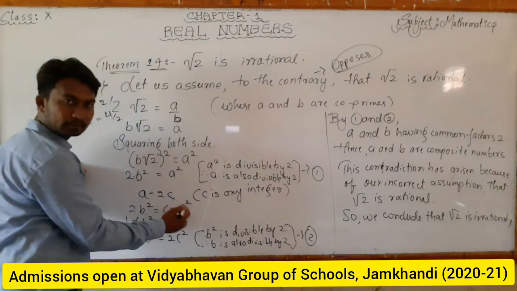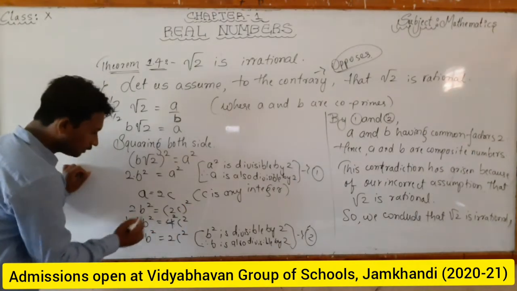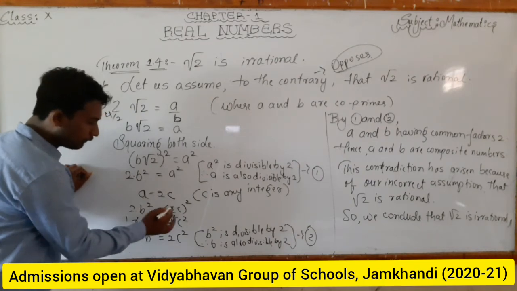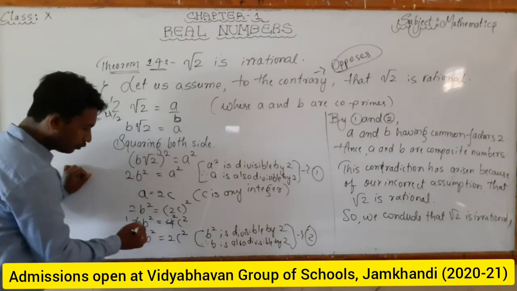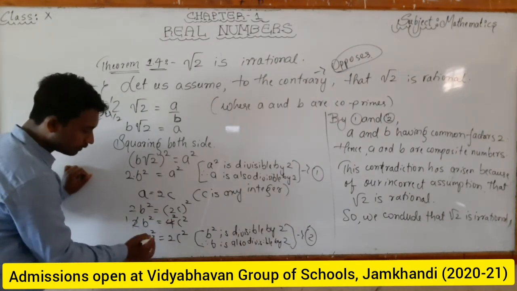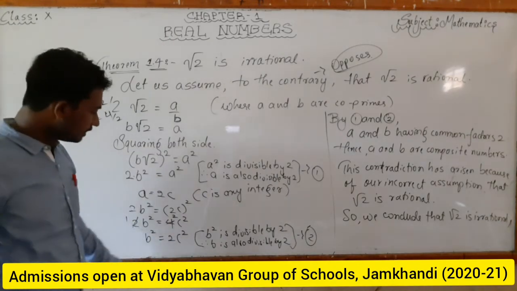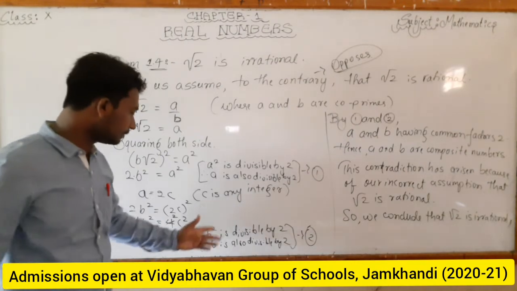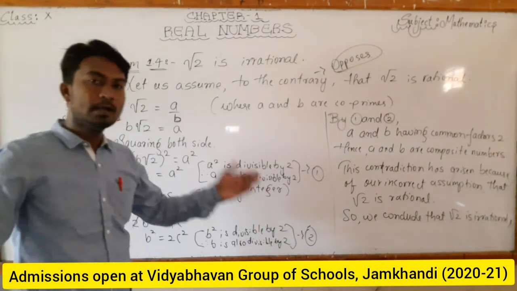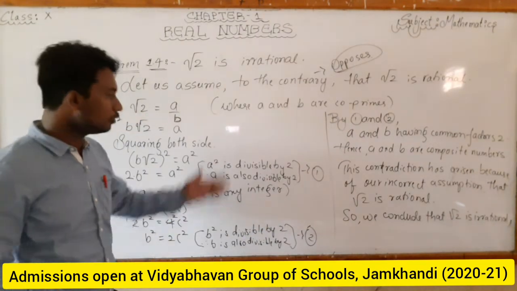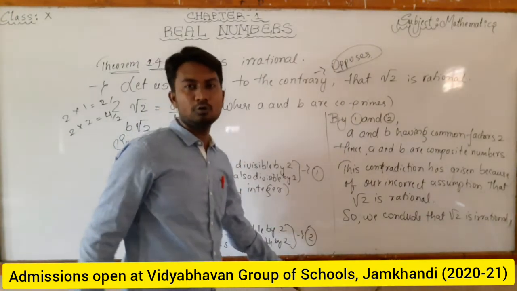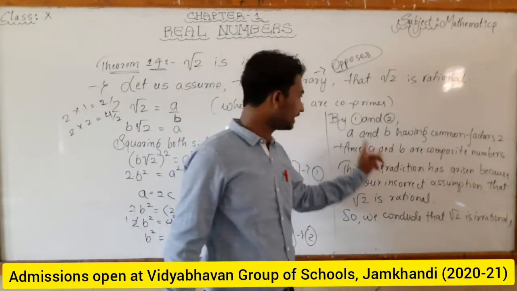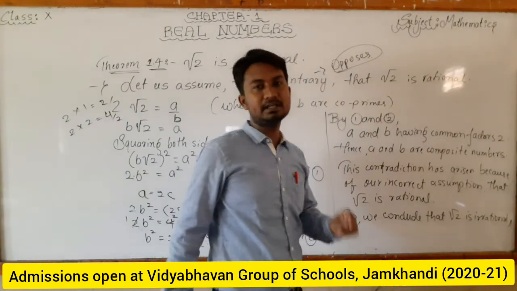whole 2c whole square. Then 2b square is equal to 4c square, where 2 twos are 4, so b square is equal to 2c square. Again, according to theorem 1.3, b square is divisible by 2, so b is also divisible by 2, which I have taken as equation 2. By equations 1 and 2, a and b have common factors 2.